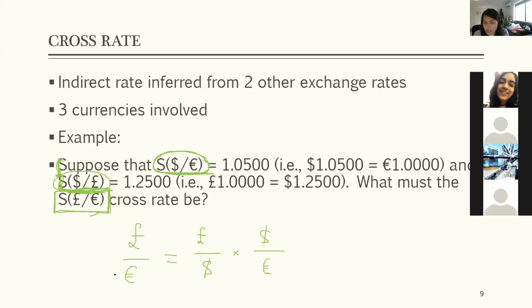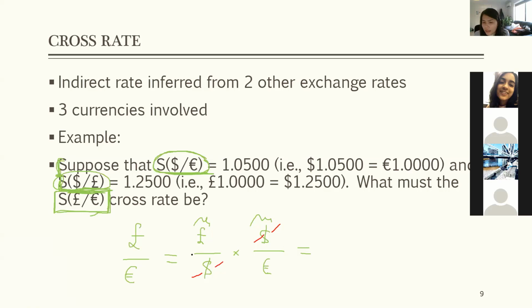So the pound divided by the euro exchange rate is equivalent to the product of these two exchange rates. As you can see, these two will cancel out, so you'll be left with the pound divided by the euro. From here, I'm going to substitute the numbers that I have from the question to work out the value of the pound over euro exchange rate.